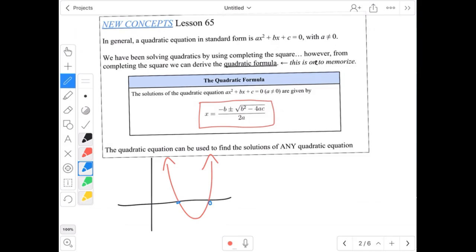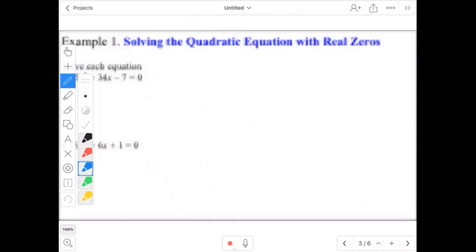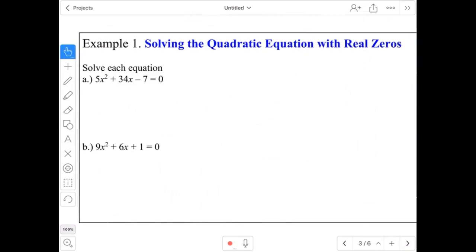Remember, some ways that we've found zeros before would be by factoring or other things like that. We can use completing the square to factor things down to solve, but the best, or I guess the most well-known way, would be using the quadratic formula. So this can be used for any quadratic equation, and that's what makes this so powerful. So let's take a look at this.